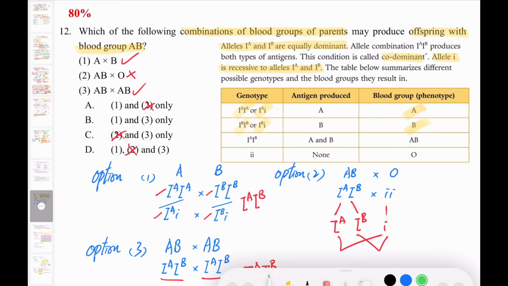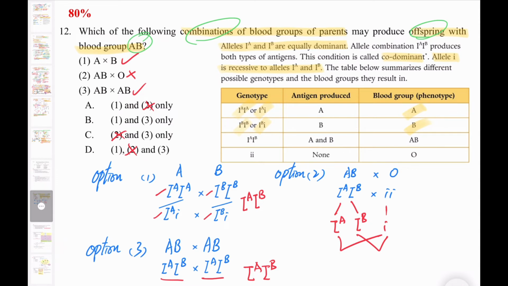Question 12 is a very typical question for basic genetics. It's asking about the combination of the blood groups of the parents, who may produce offspring with a particular blood group. Now we are talking about blood group AB. For this question, it's actually testing two concepts.